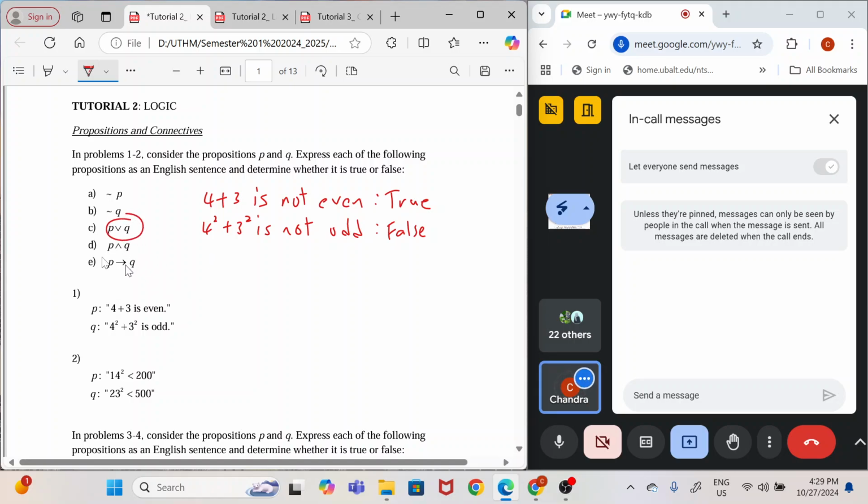This one is O. O means what? 4 plus 3 is even. O means, this symbol is O, and 4 square plus 3 square is odd. Now we want to see this one, or 4 plus 3 is even, 7. 4 plus 3 is 7. 7, is it even? No. So it's false here.